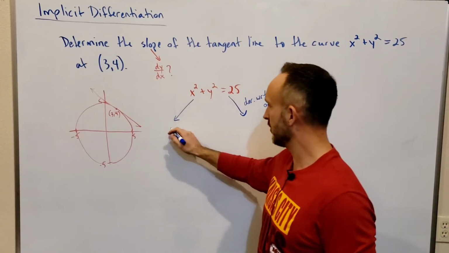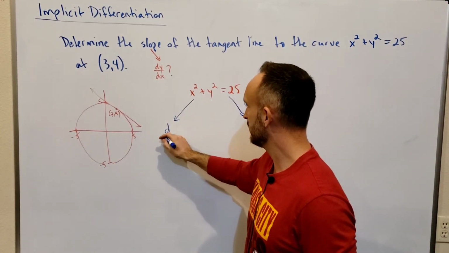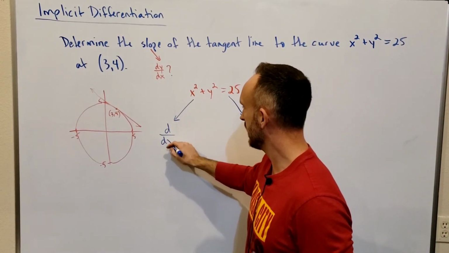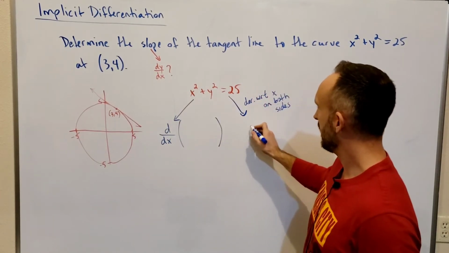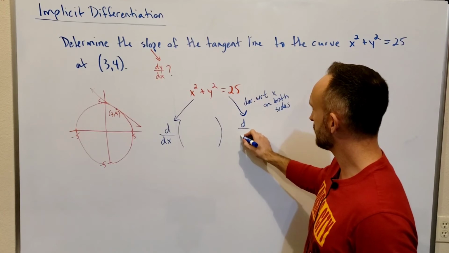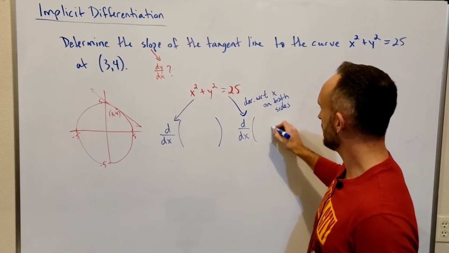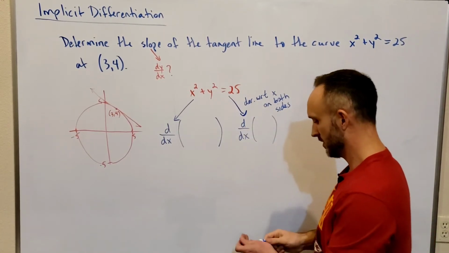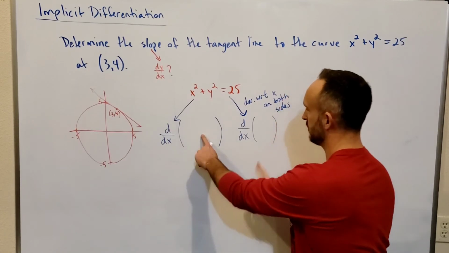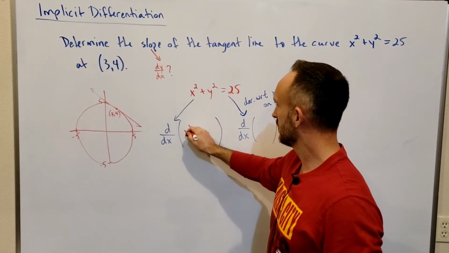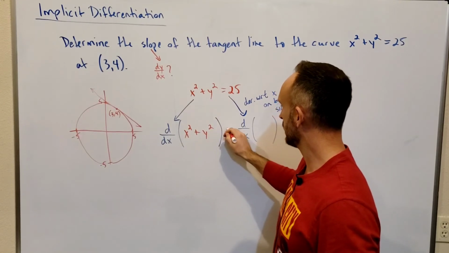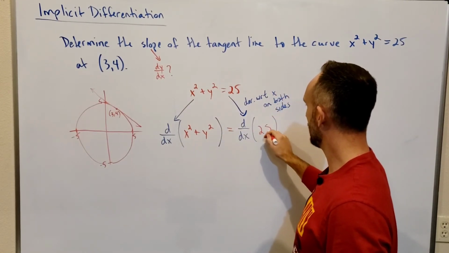So let's write it out, though. We're going to do the derivative with respect to x of the entire left side, and then I'll do the derivative with respect to x of the entire right side. And so I'll fill the left side and the right side in red again. The left side I've got x squared plus y squared, and the right side I've got 25.